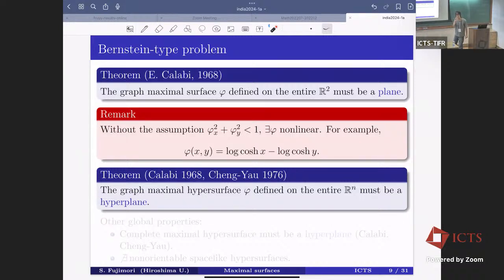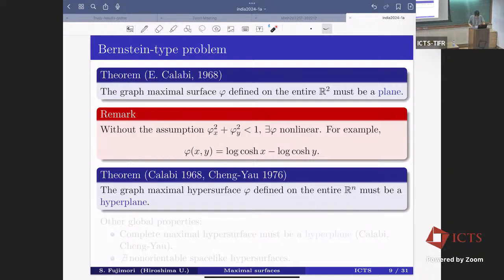One more. If I'm correct, you were trying to say that for the minimal case in the Euclidean setting, this result is not true for arbitrary n. Correct? Can you please repeat those examples? Yes, okay. In R8, there is a minimal hypersurface defined on the entire R7, which is not a hyperplane. But for maximal surfaces, that case doesn't happen.